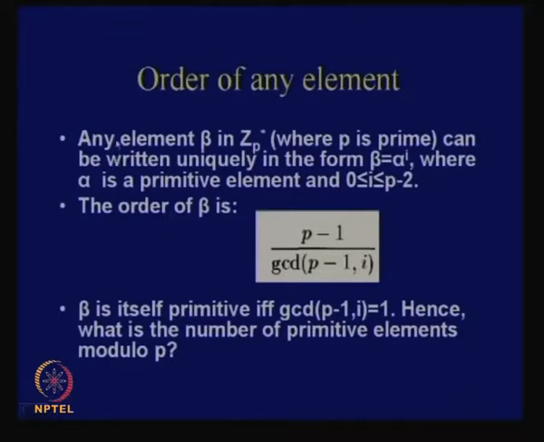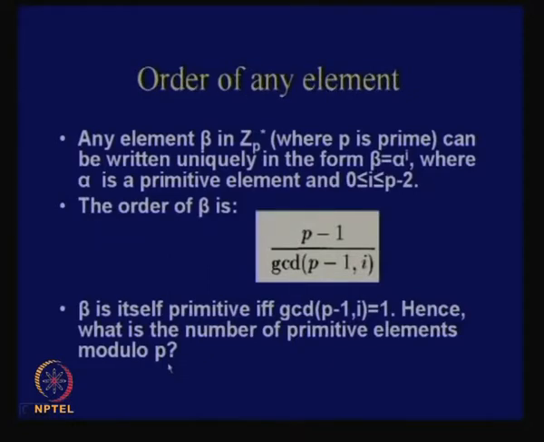So actually you can show that any element beta in Zp star, where p is a prime, can be written uniquely in the form beta equal to alpha to the power of i. This follows straight from the definition of a primitive element, where alpha is a primitive element and i lies between 0 and p minus 2. The order of beta, where beta is equal to alpha to the power of i, is equal to p minus 1 divided by GCD of p minus 1 comma i. And beta is itself primitive if and only if GCD of p minus 1 and i is equal to 1. Okay.